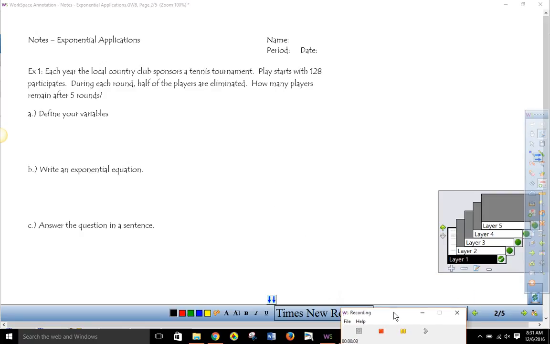Alright guys, so these are notes on exponential applications.